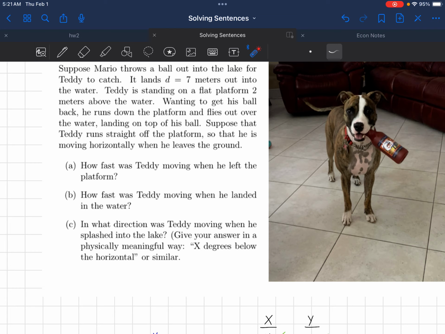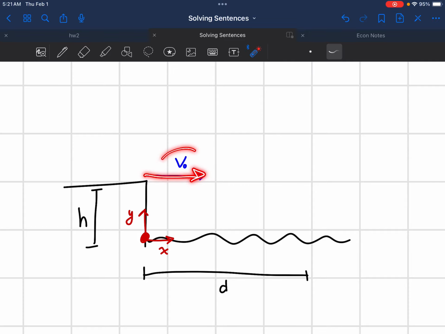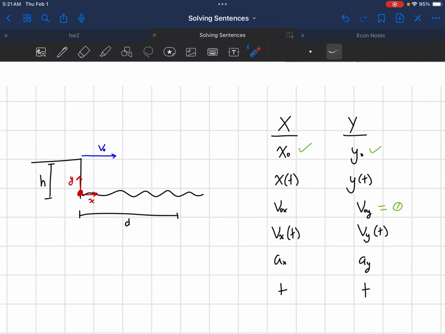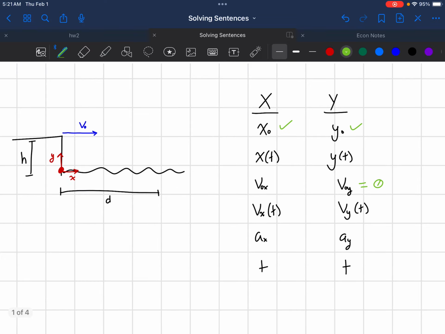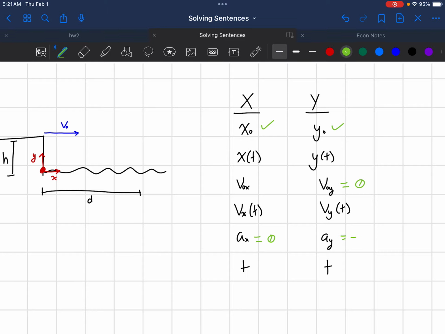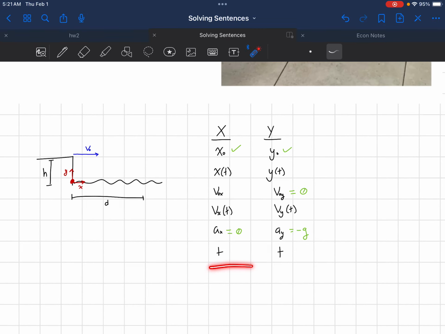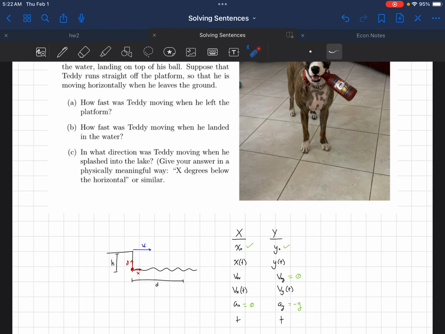I'm told that we move horizontally when we leave the ground, which means that the only component of my initial velocity is in the x direction. There isn't a y component of it. I don't know vx of t and I don't know vy of t, but I know my acceleration in the x is also 0, and I know my acceleration in the y is negative g. The reason it's negative g is because I said up was positive y, right? And I don't know time. So I have some knowns and some unknowns, and now I have to figure out, for part A, what am I solving for?